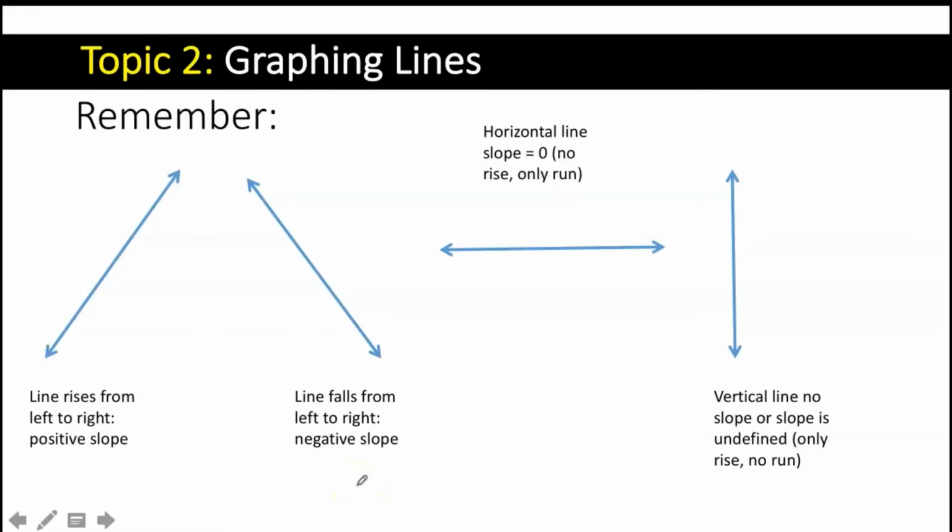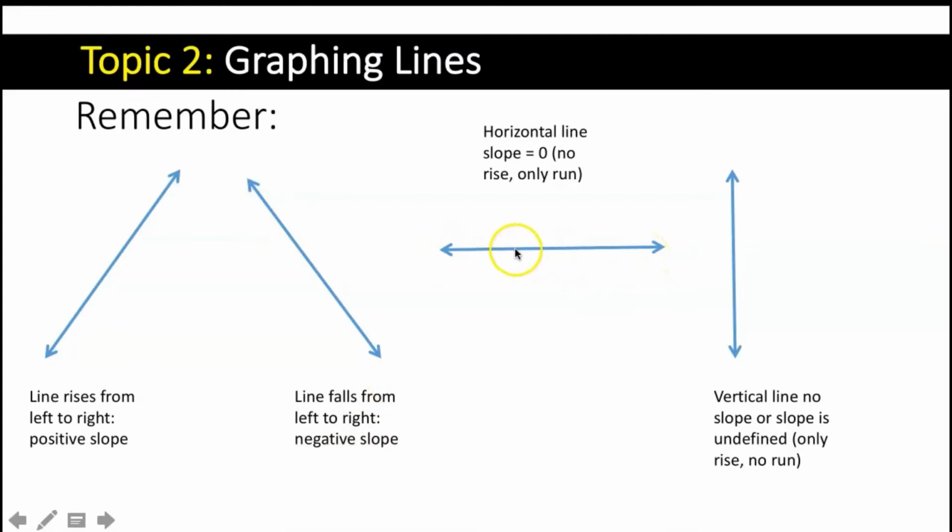Graphing lines, a few things to remember. We read left to right. So in this particular case, left to right, this line is rising. Because the line is rising, that indicates that my answer for slope should be positive. My answer should be a positive number because the slope here is positive, the line is rising. When the line is falling, then that means that we should have a negative slope because from left to right, the line is falling. When you have a horizontal line, the slope is 0.